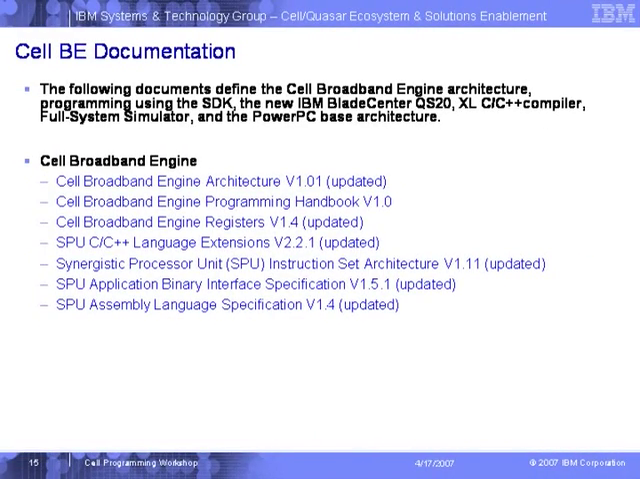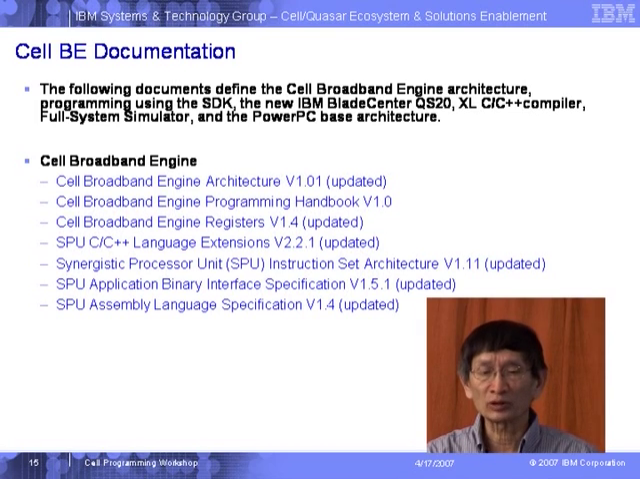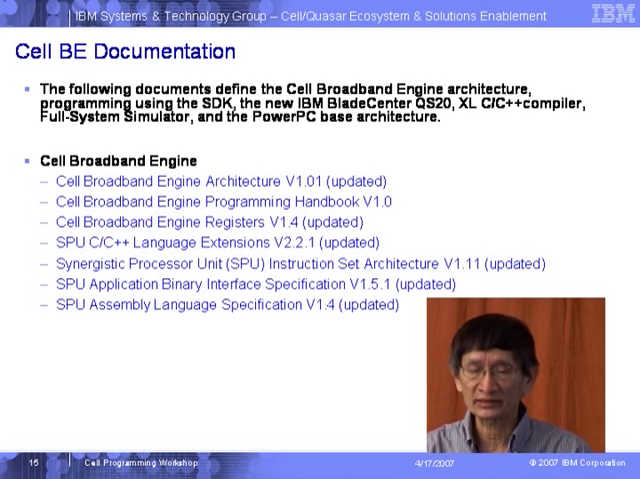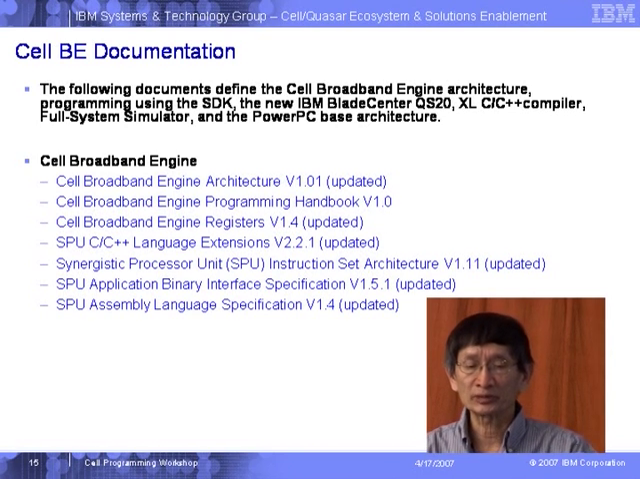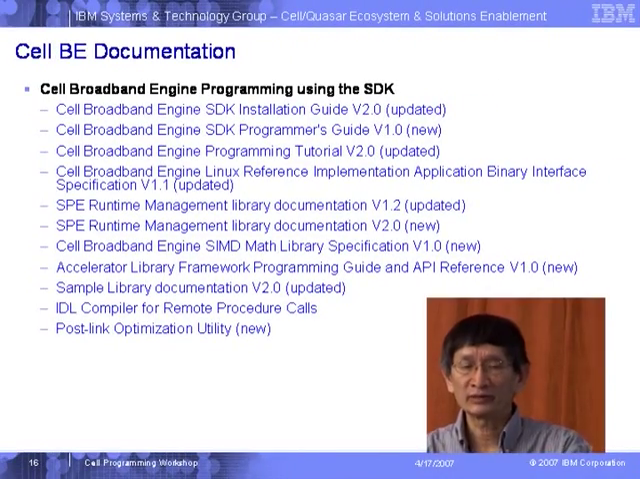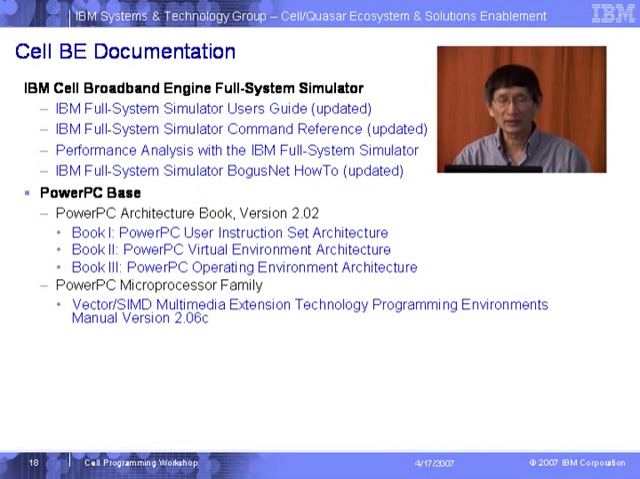Documentation: here I have a list of documentation with respect to the Cell Broadband Engine. The list includes the architecture, programming handbook, registers, and extensions of C and C++ to support the SPU. Then the SPU description, the instruction set architecture (ISA), the SPU application binary interface, and assembly language. The documentation for using the SDK includes an installation guide, programmer guides, and so on. We also have documentation for the Cell blade center, the QS20, the compilers, and the simulator for the PowerPC base, because one of our systems is based on the PowerPC architecture.